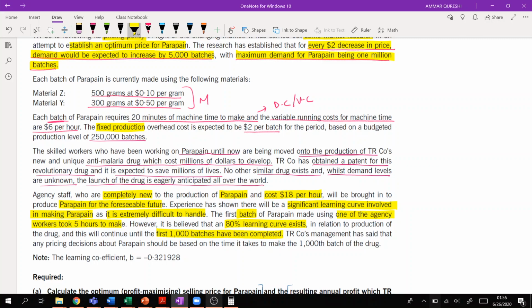80% learning in the production of the drug. It is continued, and TR company's management has said that any pricing decisions about paraffin, I think batch size is not given here, should be based on the time it takes to make the 100th batch of the drug, right? So the learning curve coefficient is 0.3218.